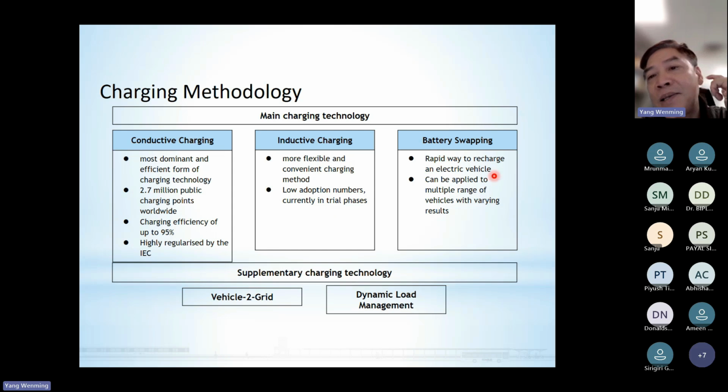And the last one is battery swapping. This one is easy to understand. This kind of method basically has a rapid way of recharging electric vehicles, and it can be applied to a multiple range of vehicles.